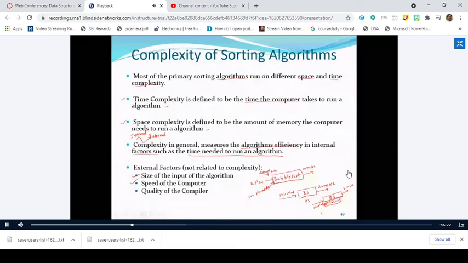And similarly, the quality of the compiler. You try to run the program using one compiler, and you try to run the same algorithm using a different compiler. The total time taken to give the output may vary, right? So these are some of the external factors on which the sorting algorithm depends. Is it clear up to this point?